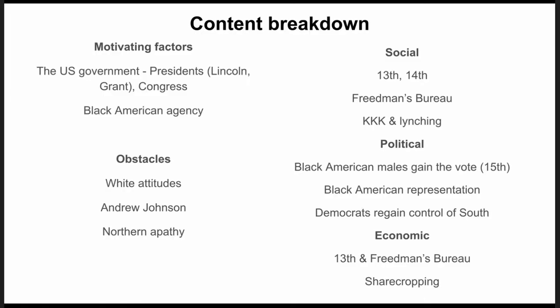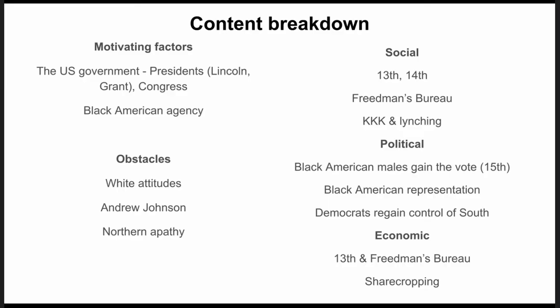So Black Americans are not just passive here, they are fighting in the war, they are protesting and campaigning for rights. That's another motivating factor which influences legislation as well. And obviously standing for office and holding public office as well. You could talk about the senators and the congressmen under that banner of Black American agency.